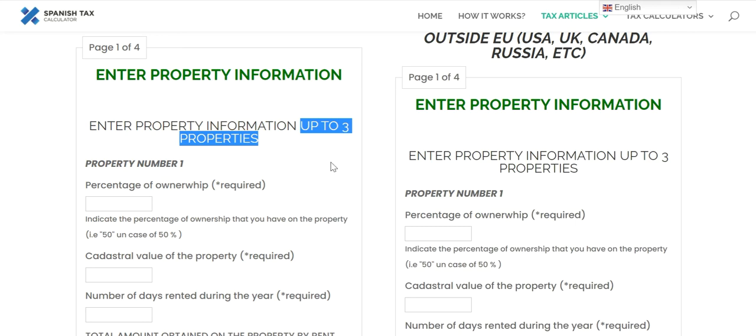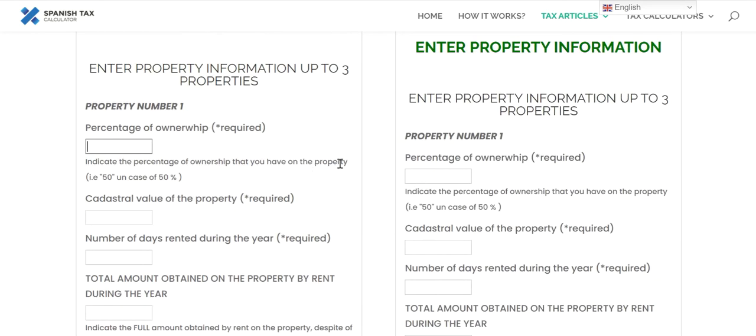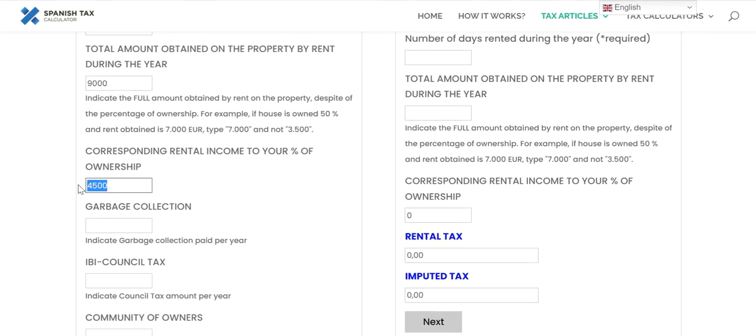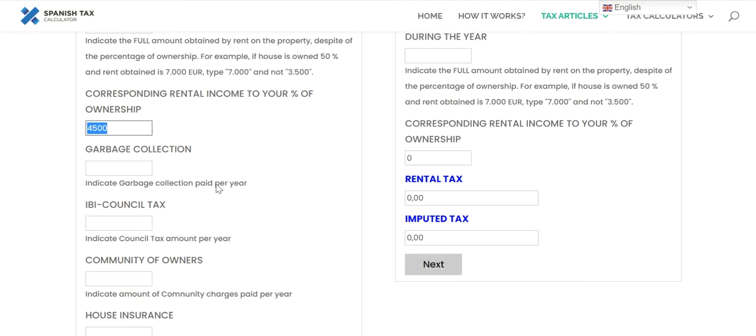So imagine that right now you are the owner of an apartment in Spain, which is 50% of the ownership, together with your spouse. The cadastral value will come from the cadastral bill, and as you have seen before, we obtain that the cadastral value is 60,000 euros. The apartment is rented for 100 days, and the total amount that we have obtained for the rent is 9,000 euros. But as you are 50% of the owner of the property, of this 9,000 euros only 4,500 goes to you.